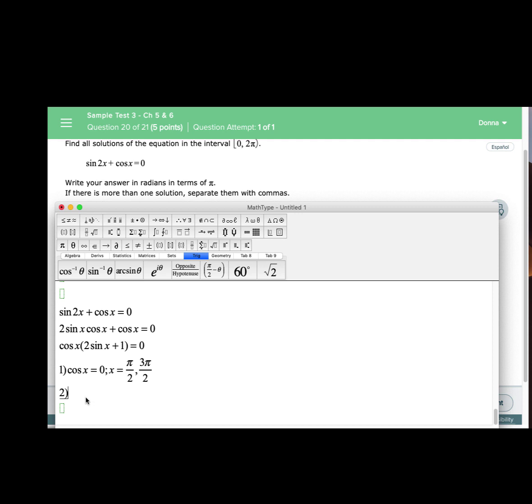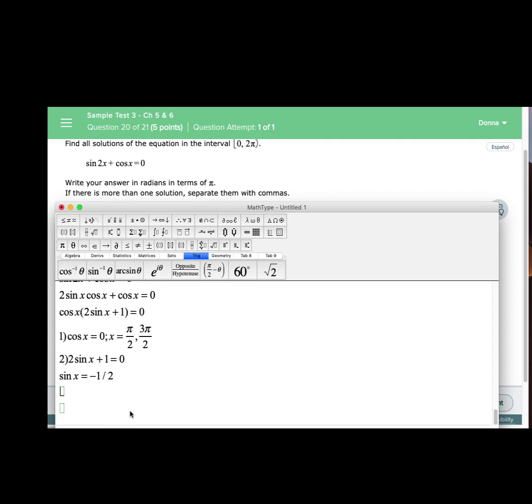Setting the second equation equal to 0, we would have sine x is equal to negative 1/2. We know that the cosine of 60 is 1/2. So we know that the sine of 30 will also be 1/2. So x will have a reference angle of 30 degrees, or pi over 6 radians.